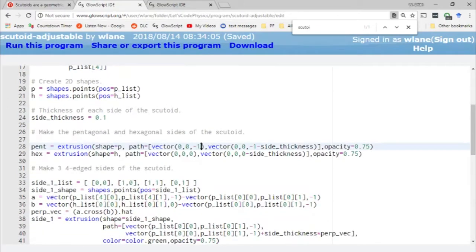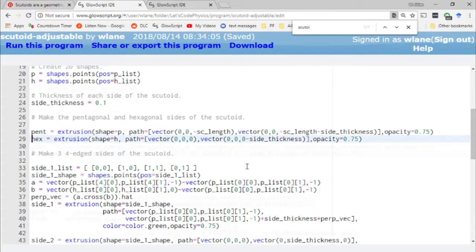So the first thing I need to change is this here. So this needs to become a negative SC length. Actually, I'm going to just copy SC length so I don't have to keep typing it. Then this needs to become a negative SC length. So basically, I'm looking for wherever I've assumed that the length is 1. That doesn't change anything about the hex.